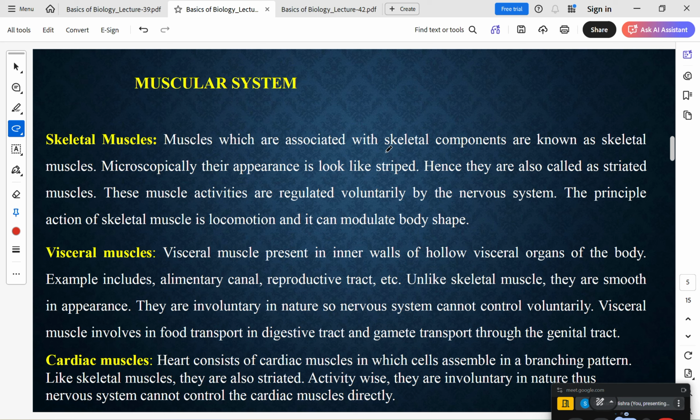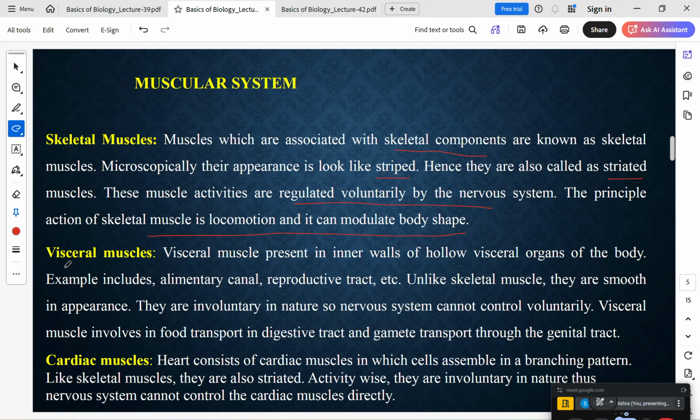Skeletal muscles are associated with the skeleton, the skeletal components, essentially the bones. They look striped in nature. They are also known as striated muscles. Most of the skeletal muscles are regulated by voluntary movements by the nervous system. It's only if you want to move that muscle, only then you move it. The principal action of skeletal muscle is locomotion and modulation of the body shape. So, for example, if you want to pick up something from the table, the muscles that play a role in this is the skeletal muscle.